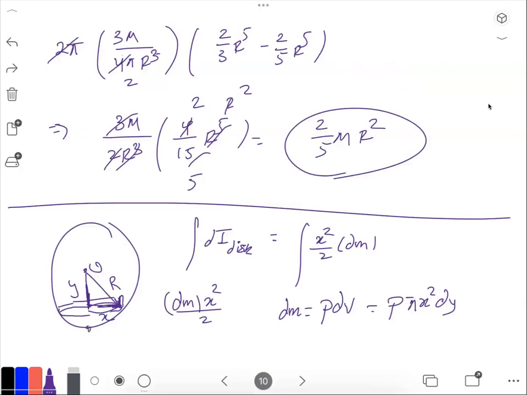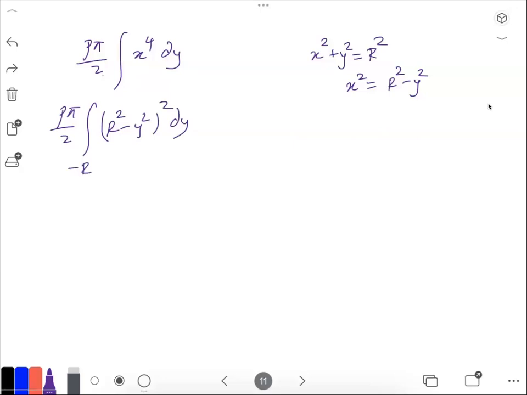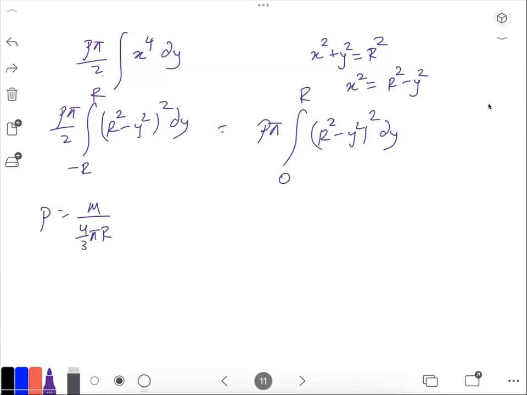Now we just need to find out what our limits are. Well, y is going to range from negative r to r. That's pretty simple. And then this is in fact an even function, so we can rewrite this as rho pi, basically taking out a 2 and then putting this as 0 to r of r squared minus y squared, squared, dy. Great. So now let's do the integration. I'm going to directly substitute what rho was. Rho was mass over the volume, which is 4/3 pi r cubed.